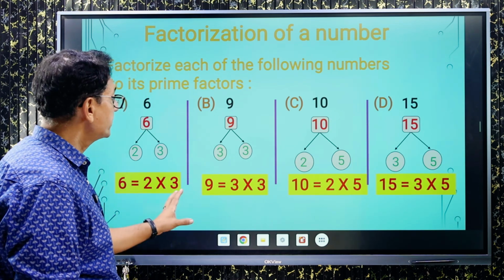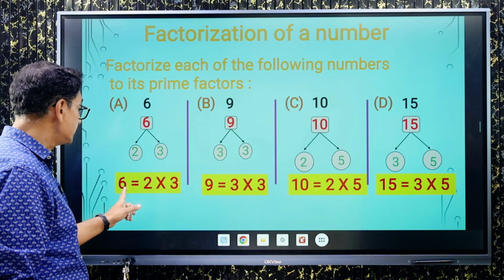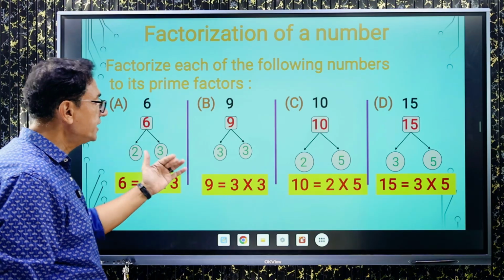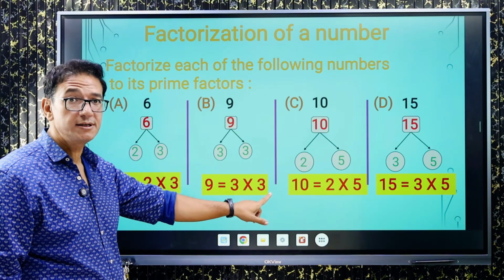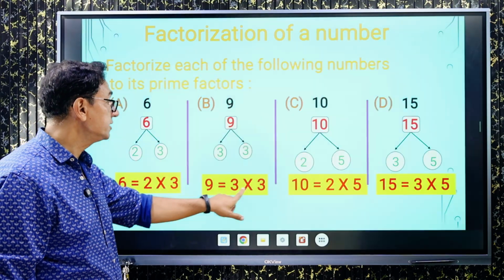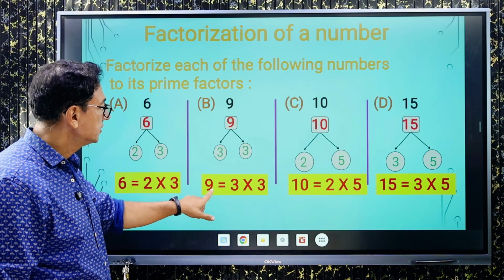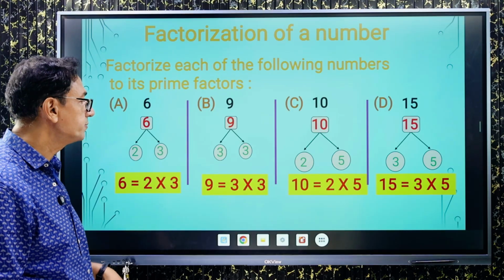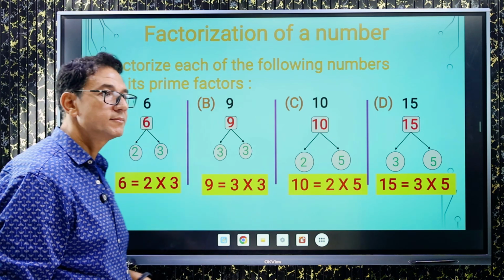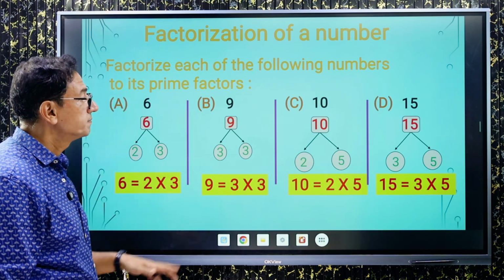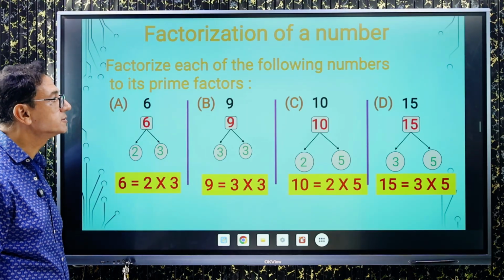Yes. We have to check that the product of these numbers equals the original number, and that each one of them is prime. It means what? It means 3 times 3. Check your answers. 3 times 3 equals 9, and 3 and 3 are prime. 2 times 5 gives 10, and 2 and 5 are prime. You have to check the product and the prime factors.